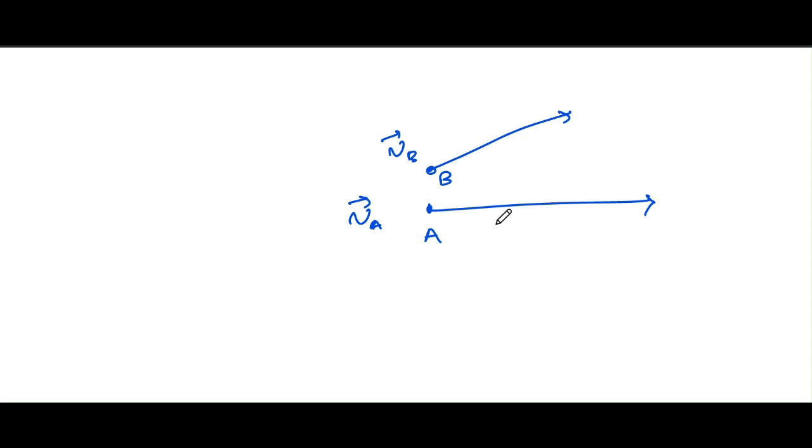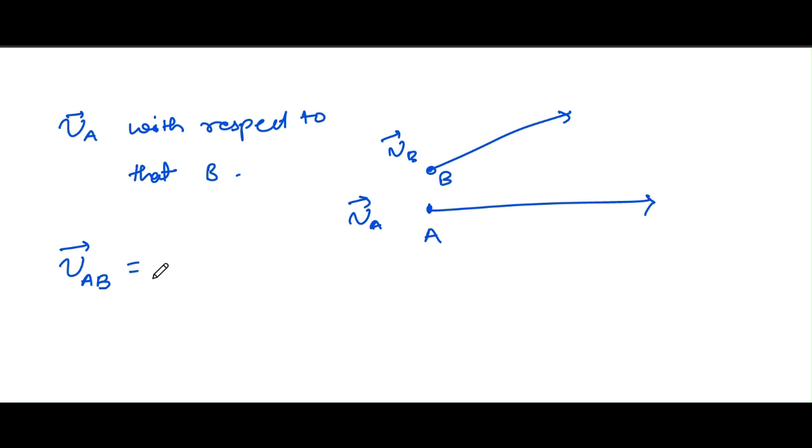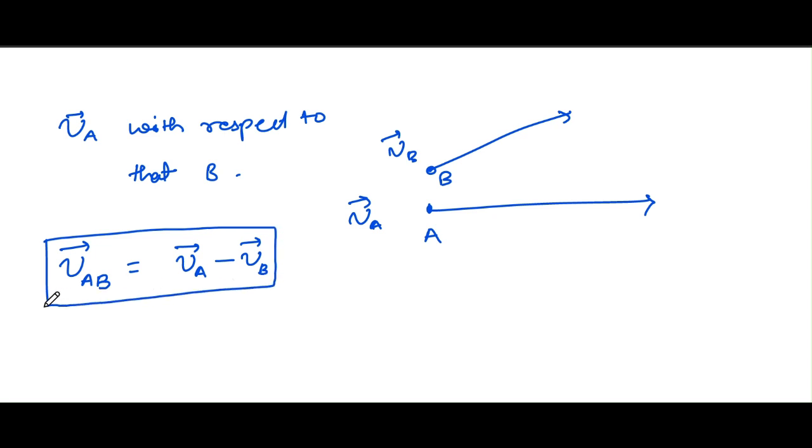And then if we want the relative velocity, let's say we want the velocity of A with respect to that of B. So this thing we can write as velocity of A with respect to the velocity of B, or relative to velocity of B. And this thing we write simply VA minus VB. This way we can write the relative velocity in a plane.